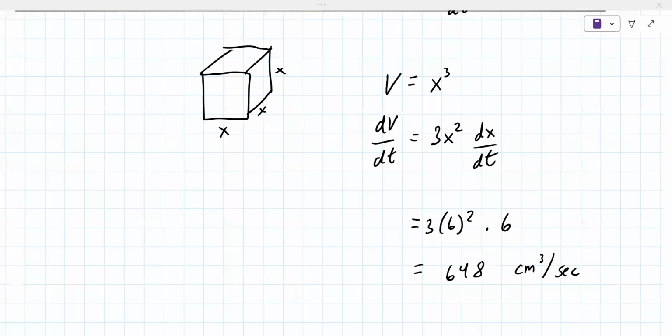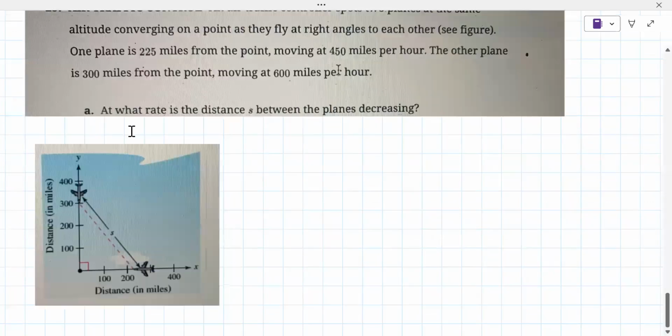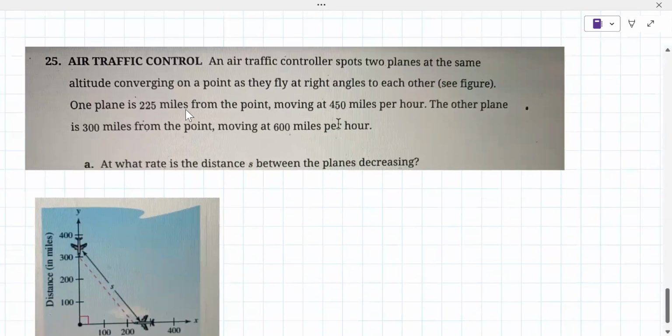Yes, the air traffic control. I know this problem gives a picture. A picture really helps. Usually you have to make the picture. So let's read it and see if we can come up with how it does it. An air traffic controller spots two planes at the same altitude converging on a point as they fly at right angles towards each other. One plane is 225 miles from the point, moving at 450 miles per hour. The other plane is 300 miles from the point, moving at 600 miles per hour. At what rate is the distance s between the planes decreasing?